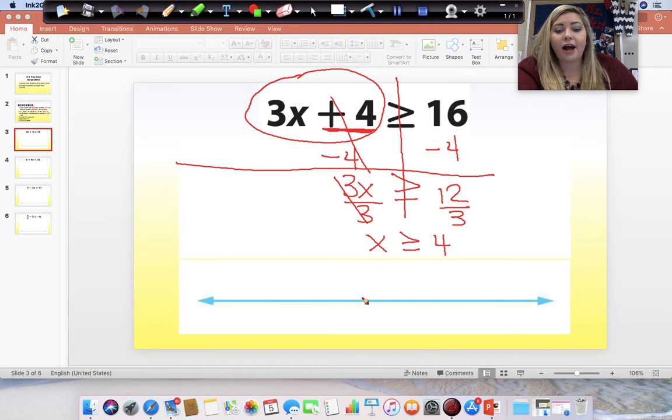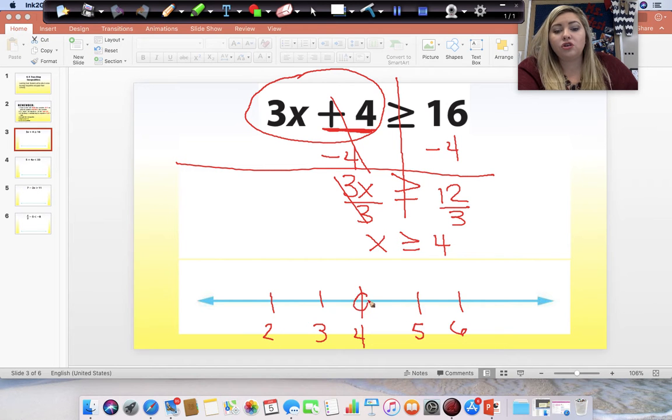We did not divide or multiply by a negative, so we don't have to flip any signs. To graph this on the number line, you are going to put a line on there, put the 4 underneath it. You can go ahead and add a couple of numbers on either side. So this would be 5 and 6 on the right and 3 and 2 on the left.